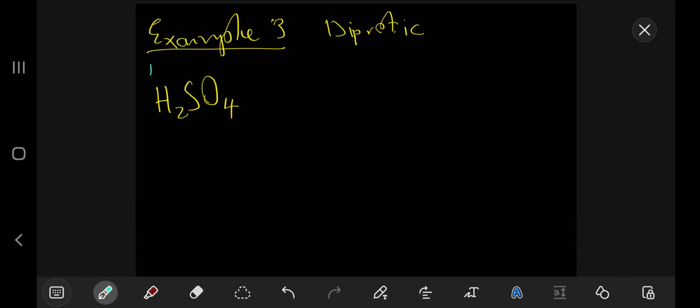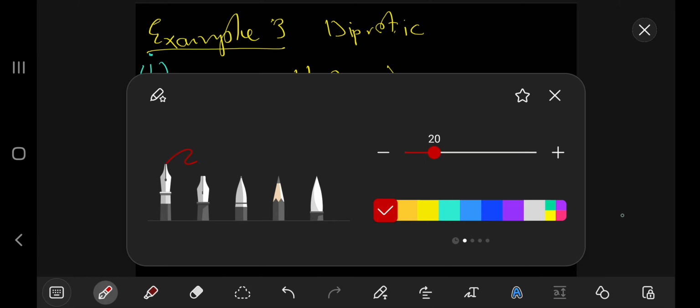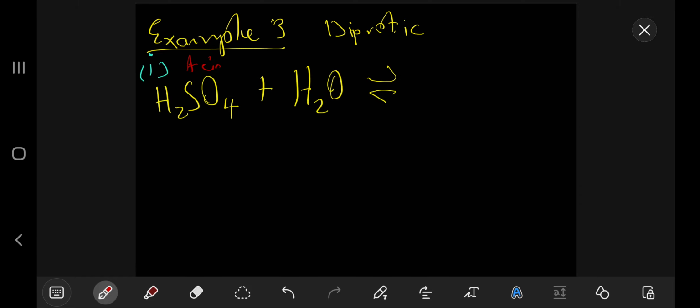So the first reaction: sulfuric acid reacts with water, right? By identifying these 2, this is an acid and this is a base, and an acid is a proton donor. So this will donate 1 hydrogen ion, right? So if it donates 1 hydrogen ion, it means it has 1 less hydrogen.